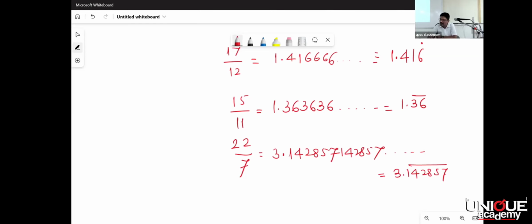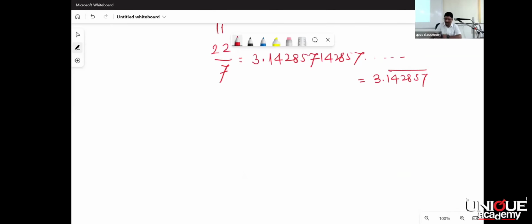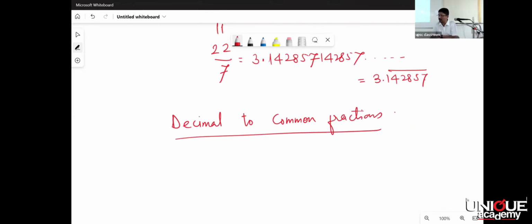So these are all the things from conversion of common fractions into decimal. These will be either terminating or recurring. Now it's a reverse. Now, conversion of decimal fraction to common fraction. Listen, there are 2 things. Conversion of decimal to common.